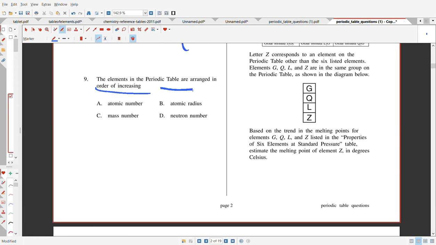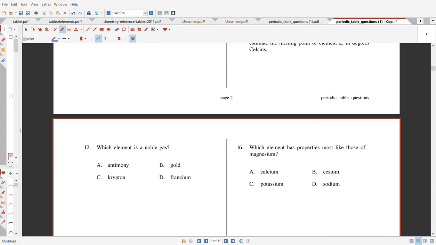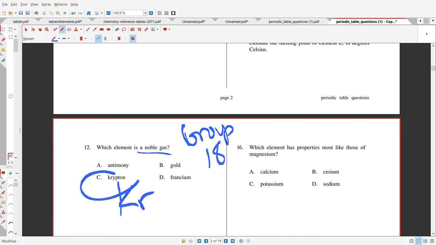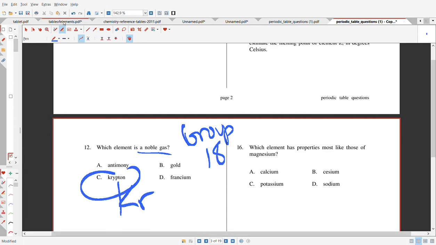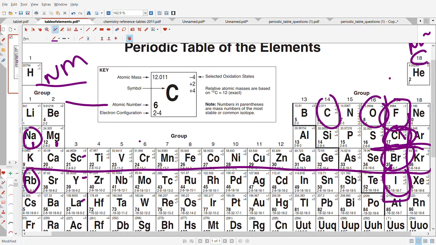What are the elements in order of increasing atomic number? Yeah. And which is the noble gas? You pick group 18 and Kr, krypton. If we look, you pick any element. And group 18, they're noble gases, and here's krypton right there.